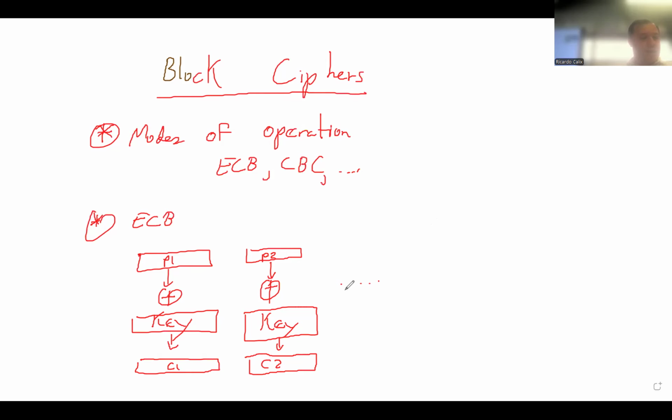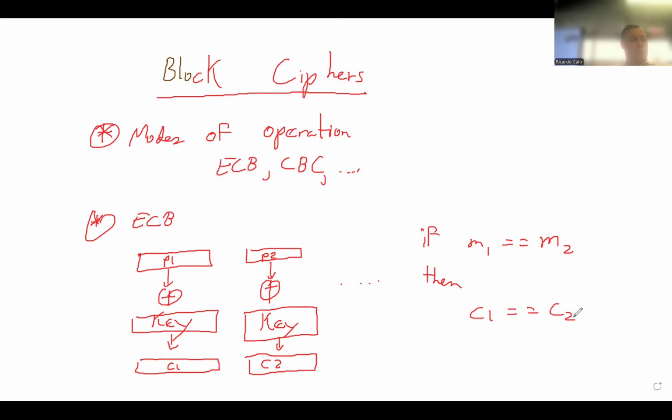So we're going to say that if M1 is equal to M2, then C1 will be equal to C2, right? And that's a problem because that's how we can figure out that there's still a pattern. And we saw this with the images. Okay. So this can be very insecure. That's the electronic code book.